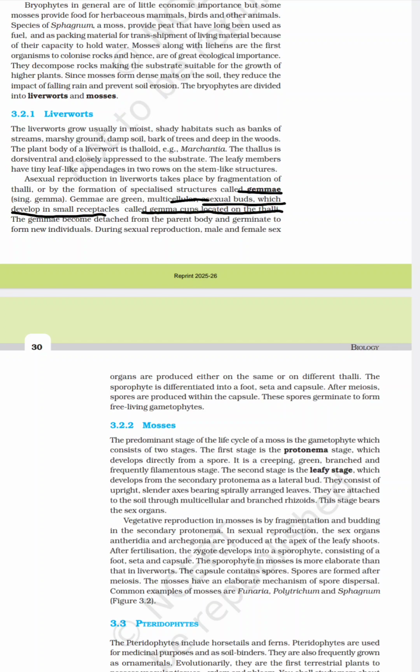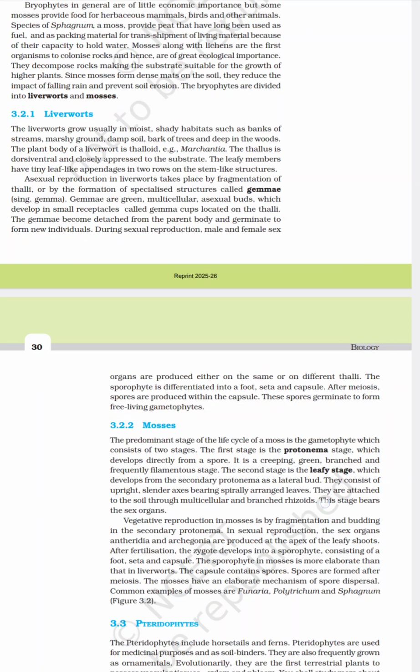During the sexual reproduction, it can produce the two organs either on the same thalli or on different thalli. The sporophyte is differentiated into the foot, seta, and the capsule. After the meiosis, spores are produced within the capsule. These germinate to form the free-living gametophyte.